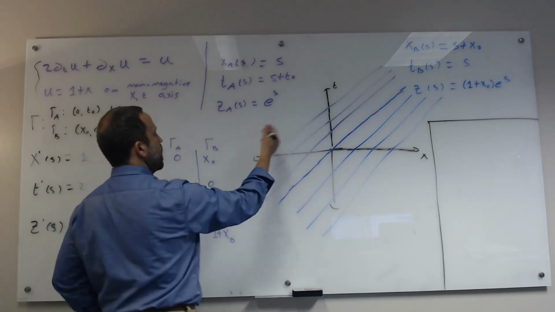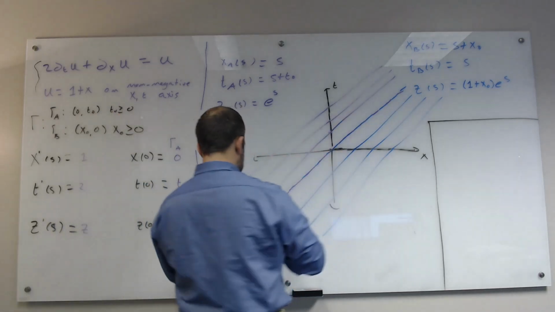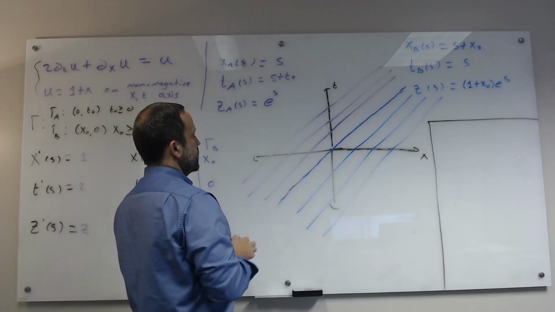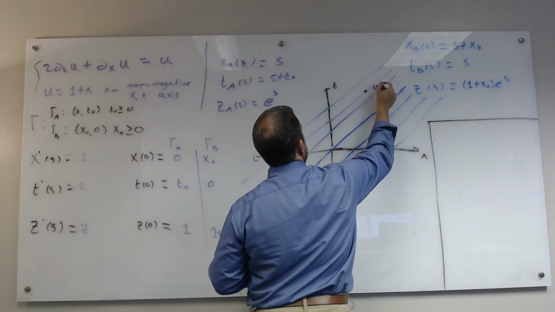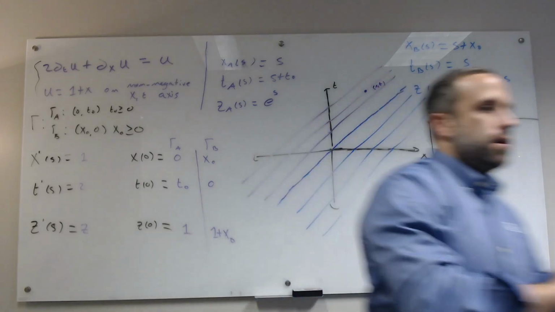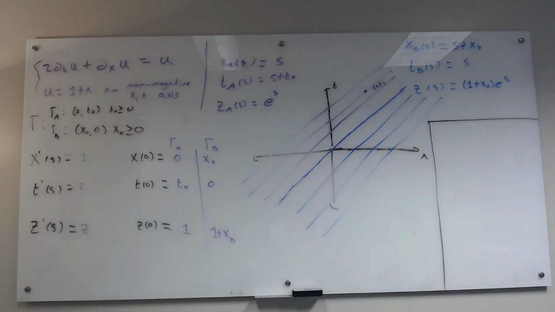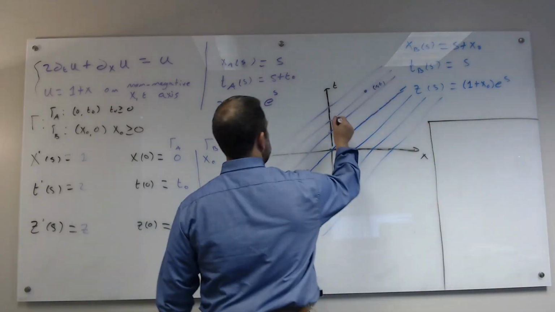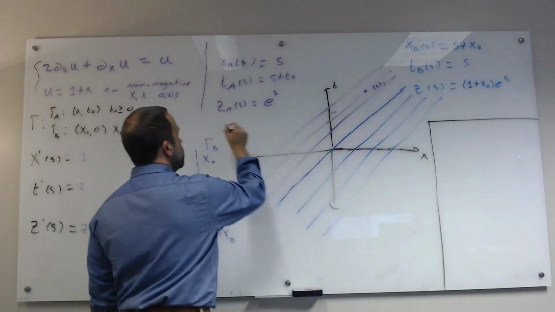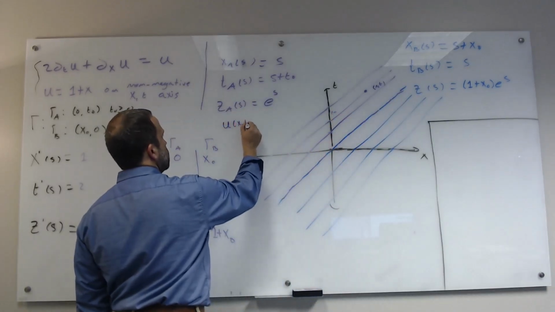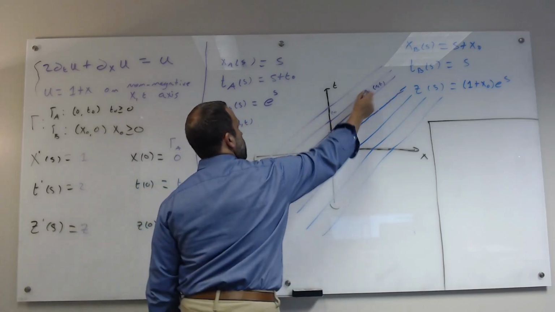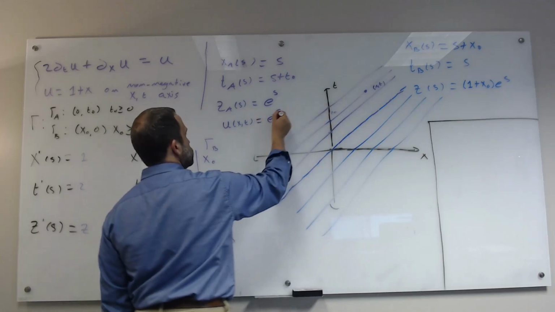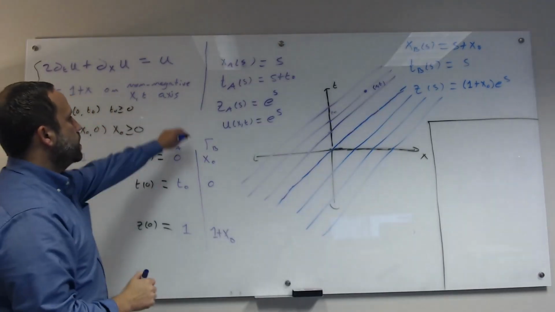Well, if I pick a generic point here, x, t, and this would be the corresponding t naught, then u of x, t is going to be equal to e to the s. So if I start here, going the distance there gives e to the s. Okay, well, I need to find what e to the s is.